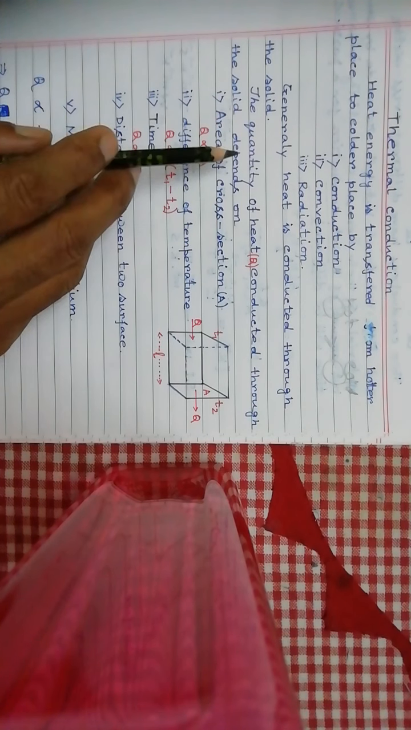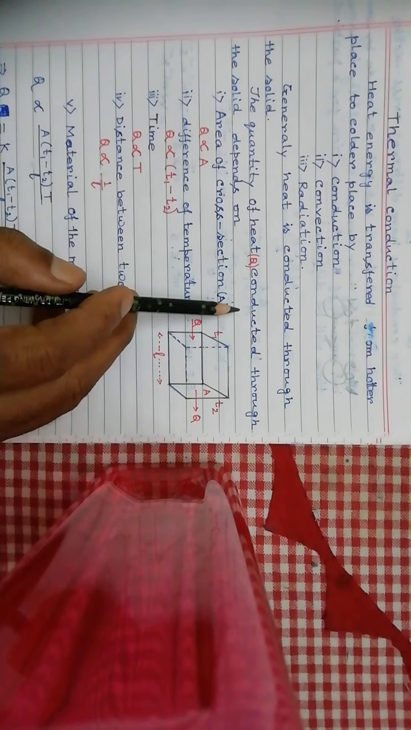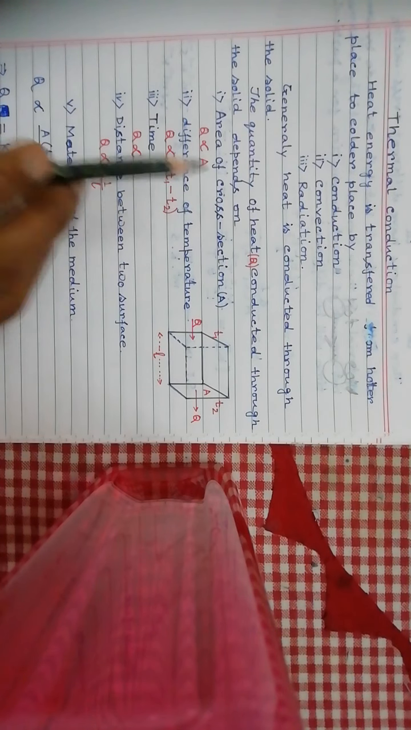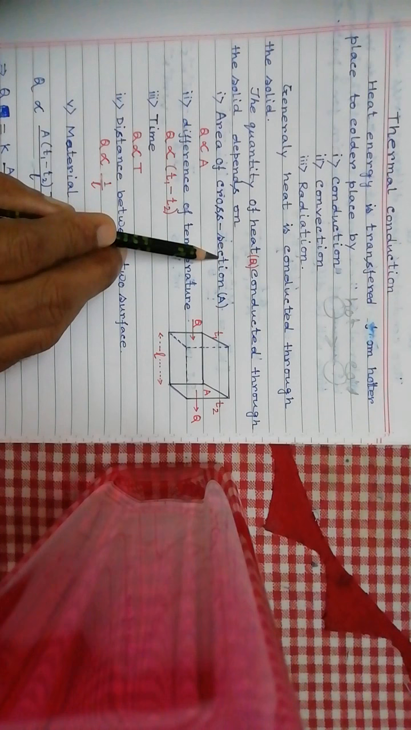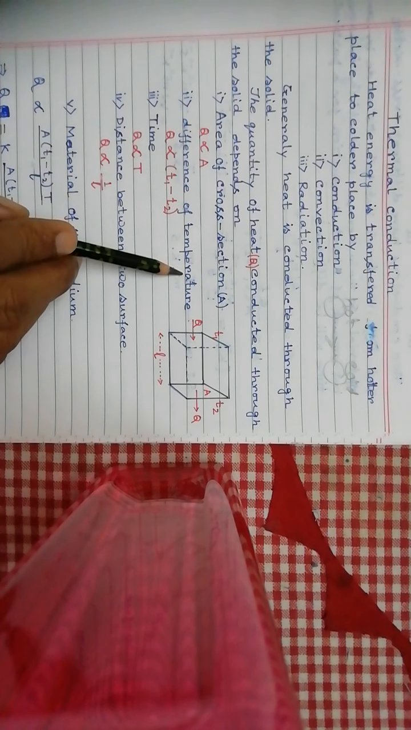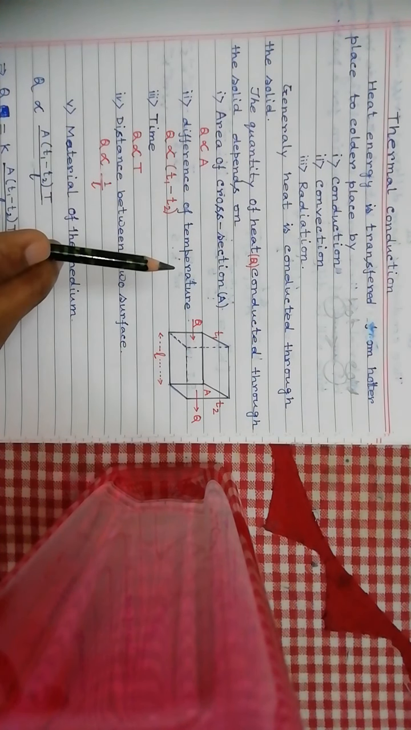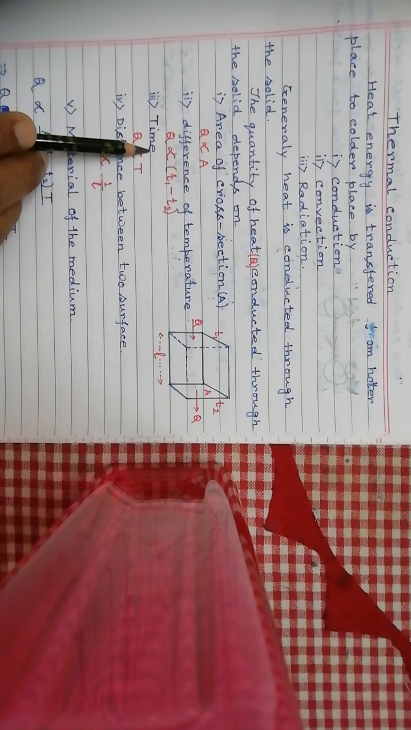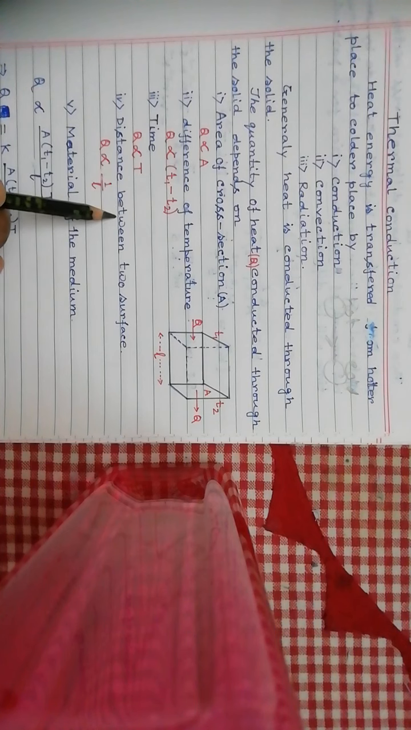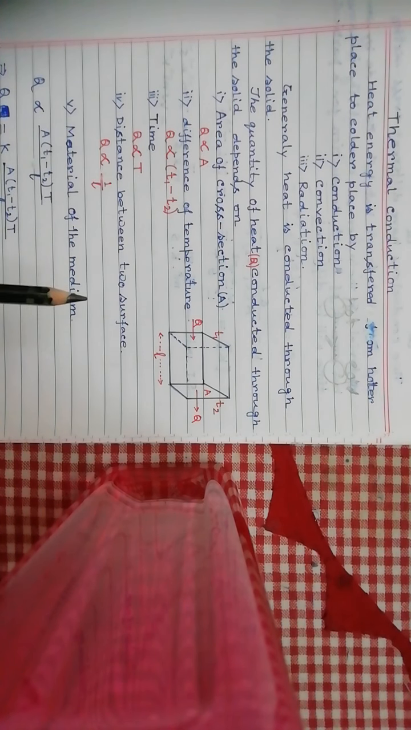The quantity of heat conducted through a solid depends on five factors. One is the area of the cross section, the difference of temperature of the two regions, that means the hot and cold regions, the time, the distance between the two surfaces, that means the distance between the hot and cold surfaces, and lastly the material of the medium through which heat is conducted.